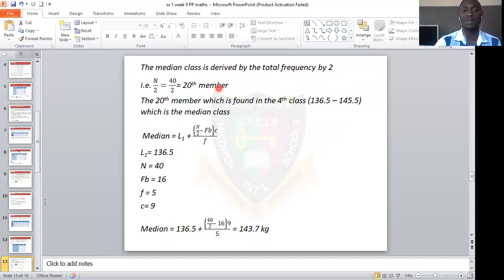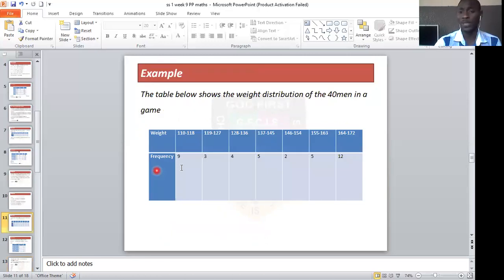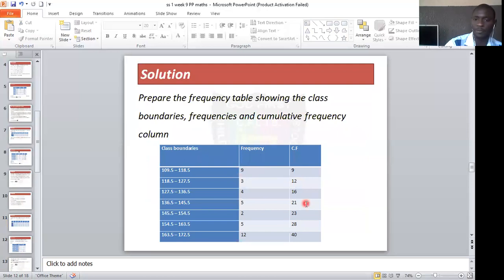So how do you get the 20th member? You follow the procedure from the frequency 9. 20 does not fall within 9. Plus 3, the cumulative frequency is 12. Then 12 plus 4 is 16, and 16 plus 5 is 21. So the 20th member falls in the fourth class, within the interval 137 to 145. That's how you get your median class. You can follow the cumulative frequencies: 21 is where 20 falls, in the fourth class.